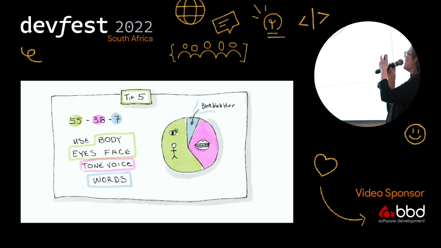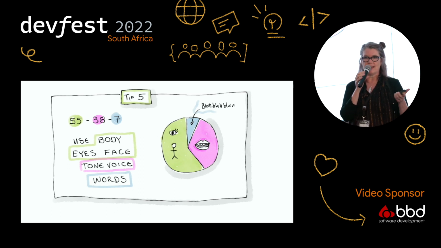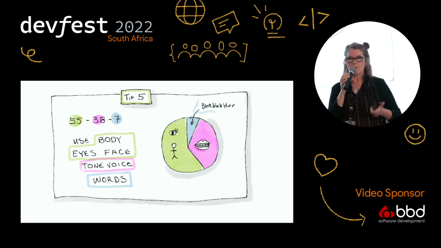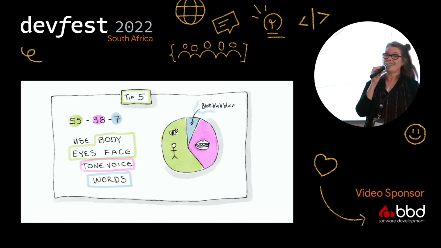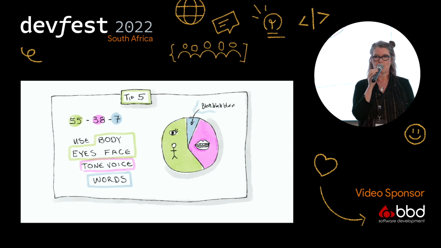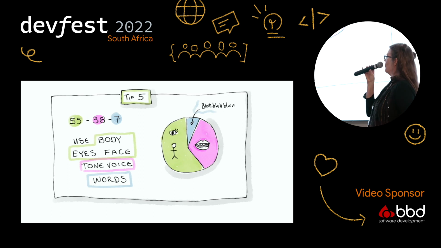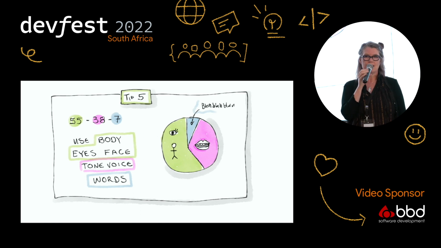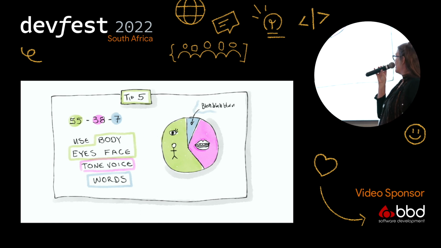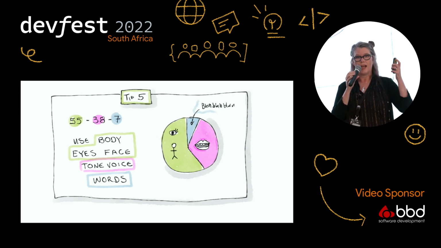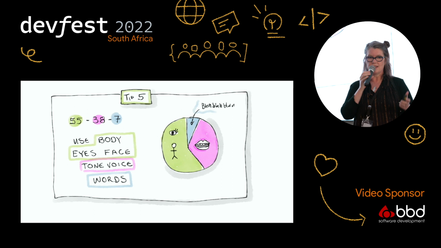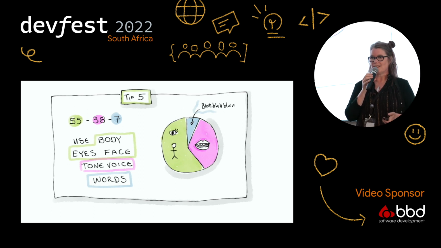But what it says is that 55% of what people are watching and remembering is my body language. 38% is the tone of voice. So if I was talking like this, then maybe I'd be putting you all to sleep. And only 7% is the words. So that's my tip 5. So the tip 5 is really, on camera, use your face. On stage, use your body, use your voice, and then people will automatically be more engaged.